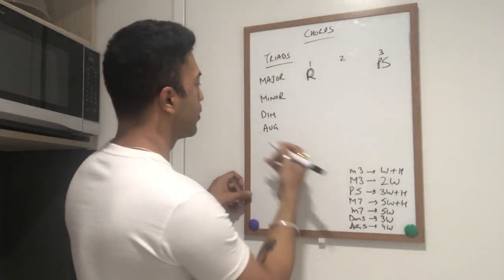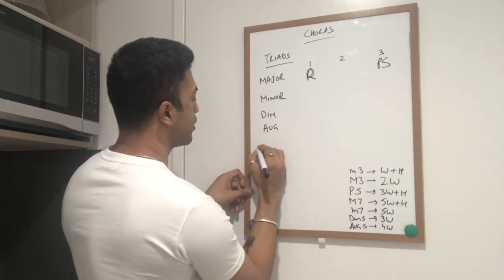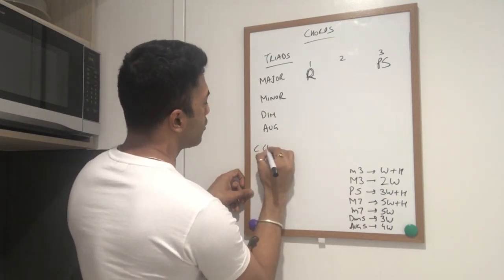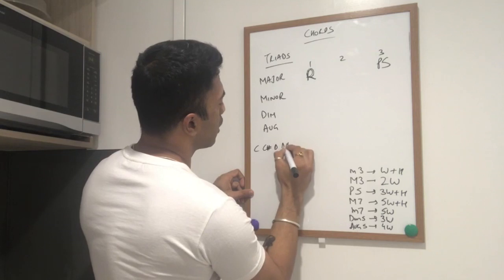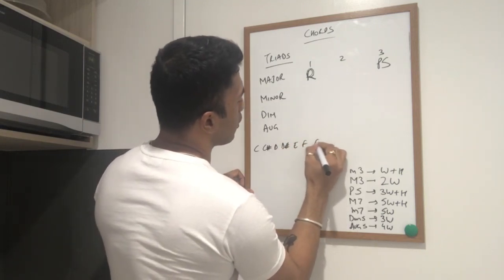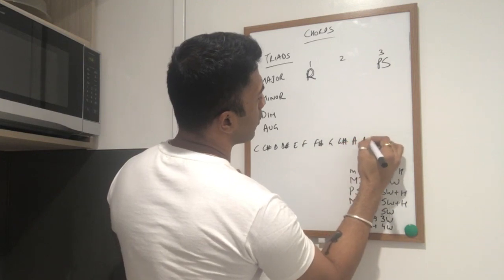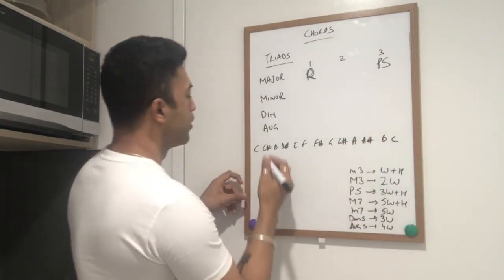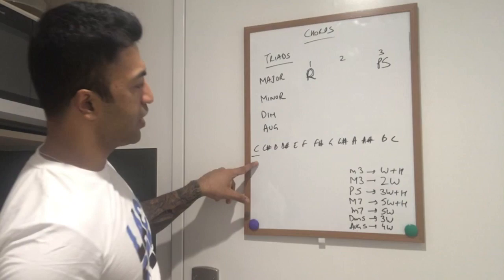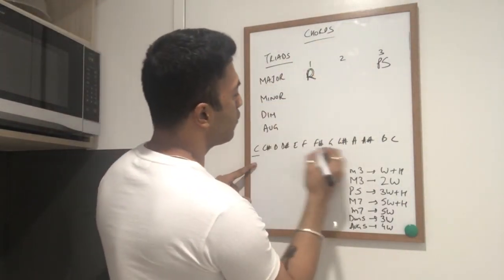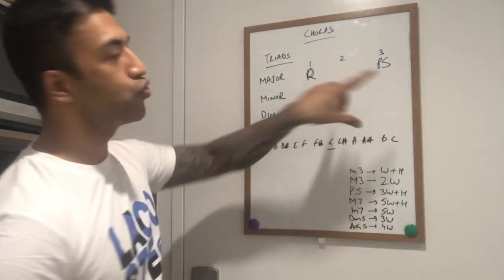So let me just write down all the notes for you so that it's a little easier for you to understand. So C, C sharp, D, D sharp, E, F, F sharp, G, G sharp, A sharp, B, and a C. So one note is the root, which is a C. Second note is a perfect fifth, which is a G. Now we know two notes.